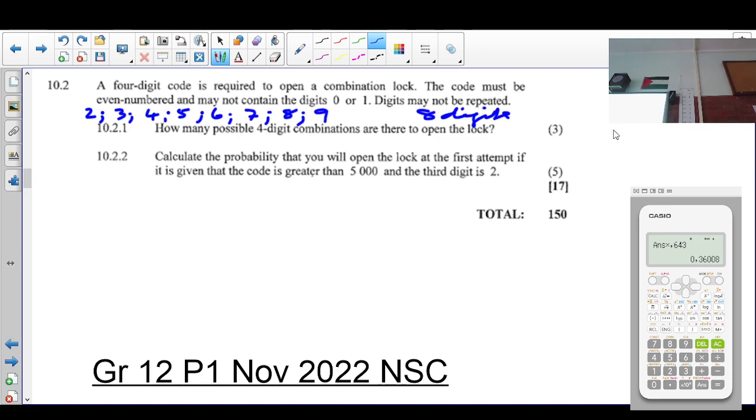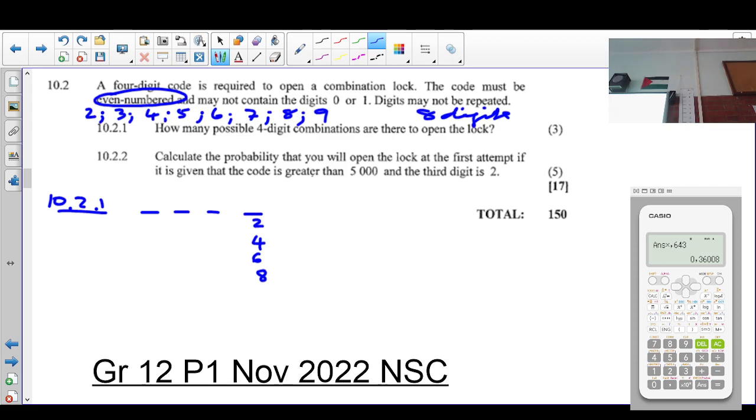Let's look at 10.2.1. How many 4-digit code combinations are there to open this lock? So it's 1, 2, 3, 4. Digits may not be repeated, and it must be even. So if it's even, then the last digit must be an even number. So this can be either a 2, a 4, a 6, or an 8.